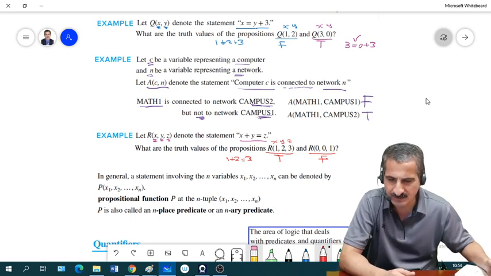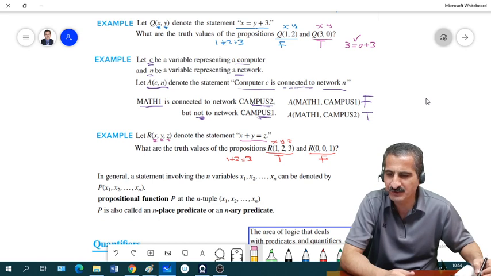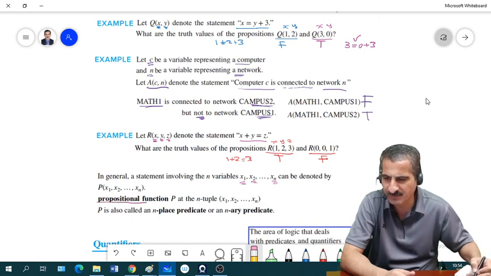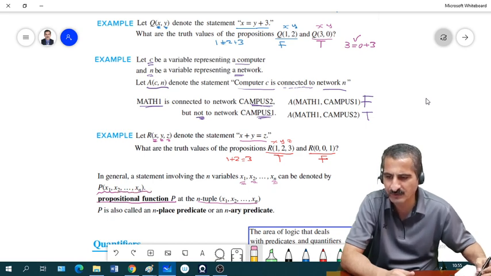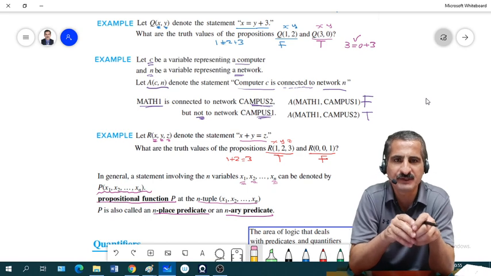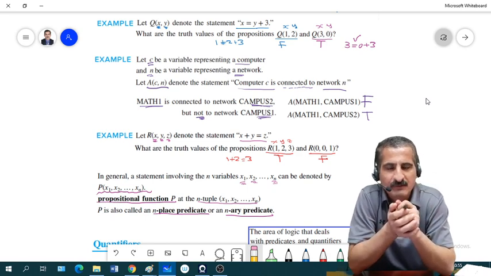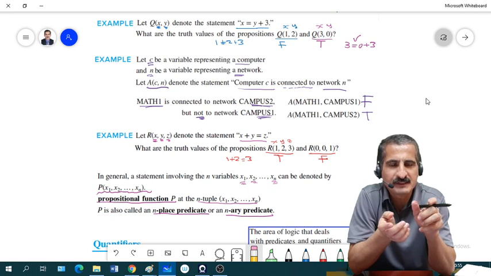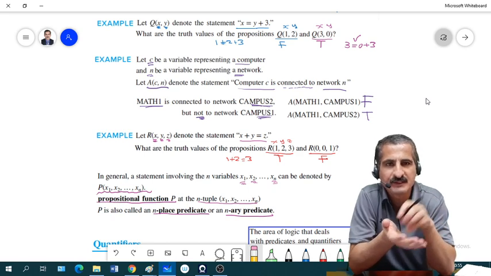And in general, propositional functions could depend on a finite number of variables, like this one here. A propositional function on the tuple x1 to xn is called a propositional function on this tuple, or an n-place predicate or n-ary predicate. So p of x is a propositional function that depends on x, and p of x1, x2, all the way to xn is a propositional function that depends on the n-tuple x1 to xn.